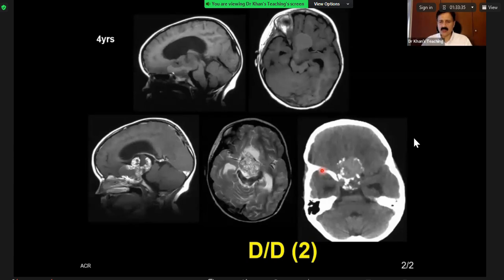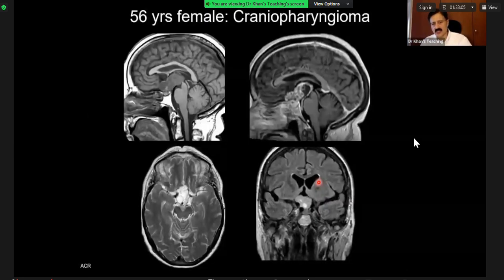Please also remember that craniopharyngiomas have two peaks. Till the age of 15 is one peak, and the second peak is in the 5th decade. Somebody who is 50 to 60 years old is another age group in which they can happen. So you can see that it is sellar, it is suprasellar, it is projecting into the third ventricle, it is compressing the midbrain, it is causing hydrocephalus. CT scan has calcification.